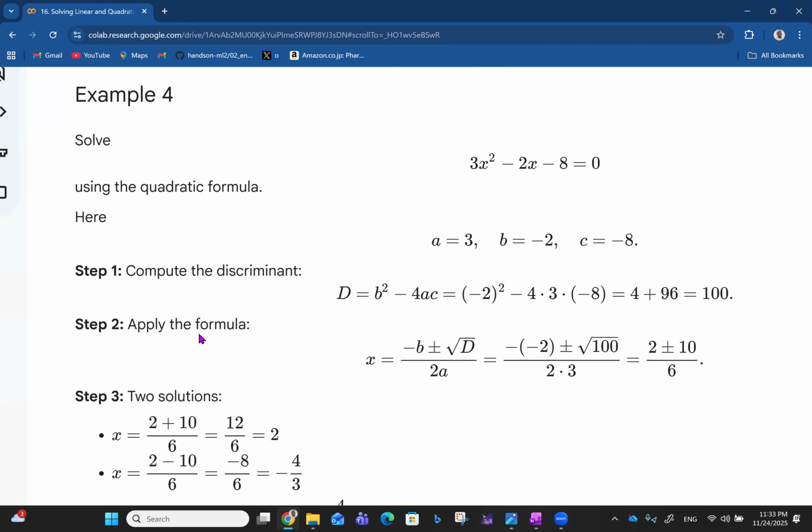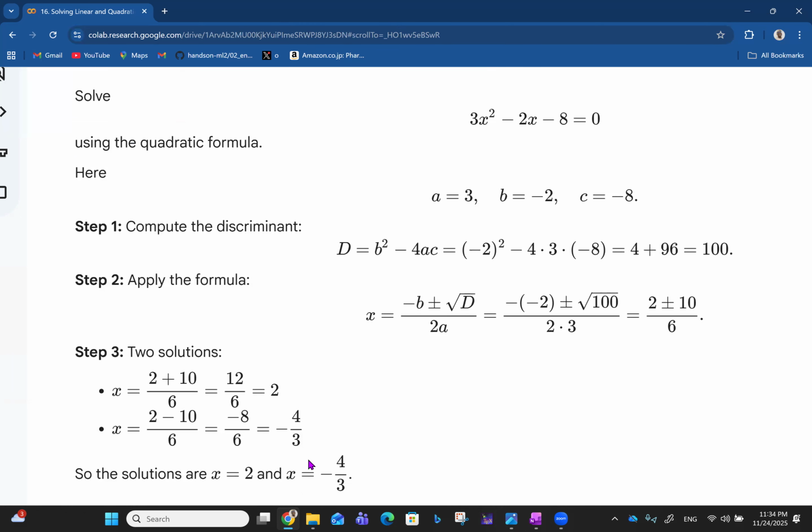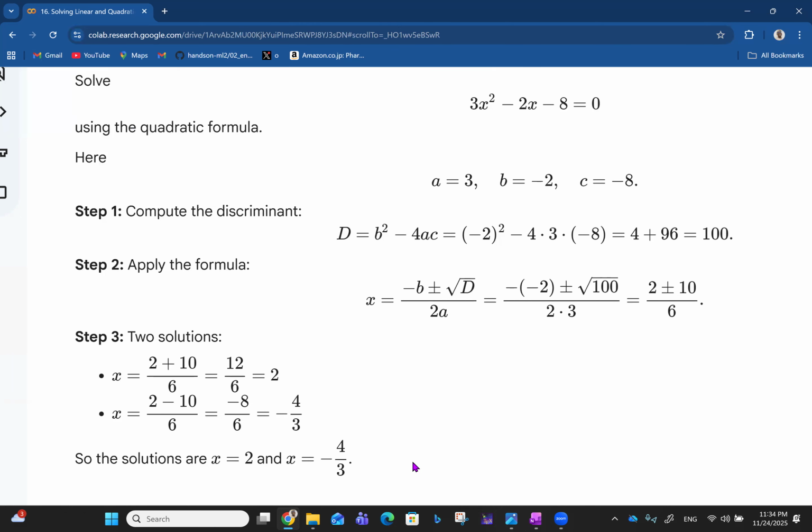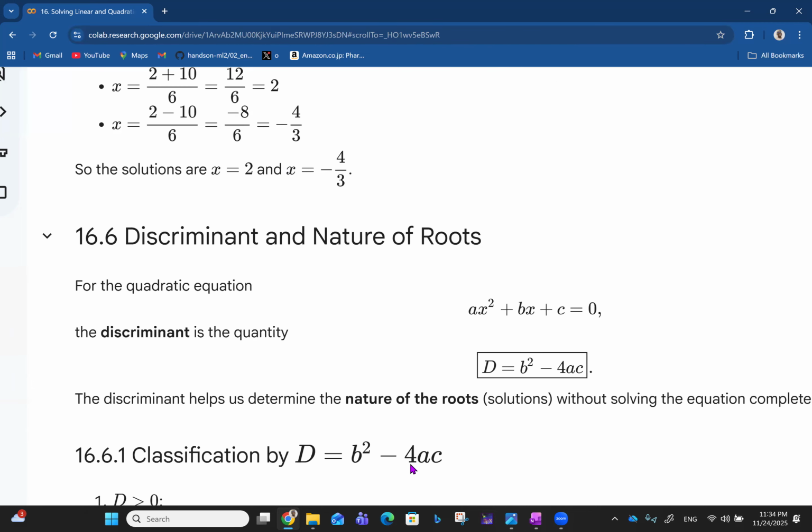So if you apply the formula, you have x equals minus b plus or minus square root of d, over 2a. So minus and minus is plus, so you have 2 here. Square root of 100, that's 10, all over 6. This 2a is 2 times 3, which is 6. So x can then be 2 plus 10 over 6. That's 12 over 6, which is 2. Then x can be 2 minus 10 over 6. That's minus 8 over 6, which is minus 4 over 3. So in that case, the solutions are x equals 2 and x equals minus 4 over 3.